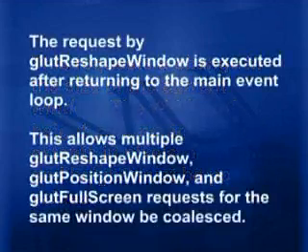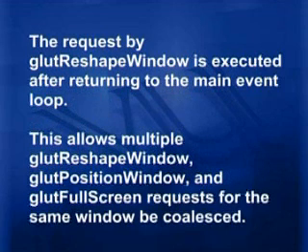Needless to say, the request by glutReshapeWindow is executed after returning to the main event loop. So if the control is lying with some other part, some other function has been called which is doing some processing, some rendering business is already going on, and meanwhile this request for reshaping or resizing the window comes, this would wait till the control comes back to the main event loop where we are trapping all the events. This allows multiple glutReshapeWindow, glutPositionWindow and glutFullScreen requests for the same window to be coalesced.